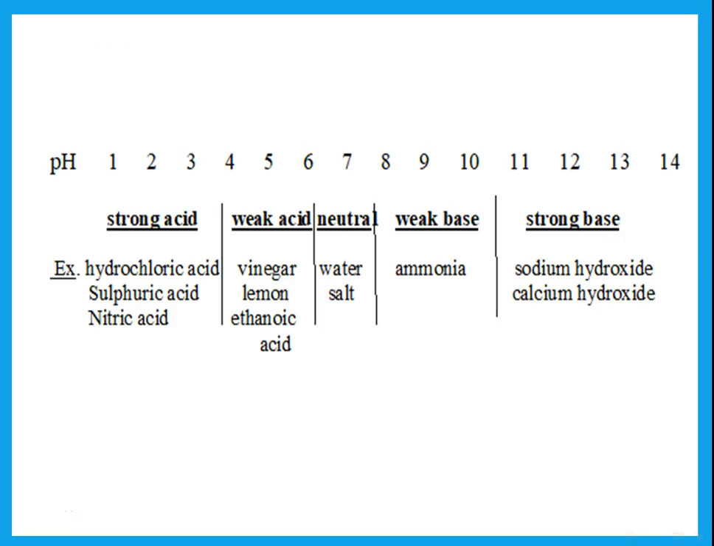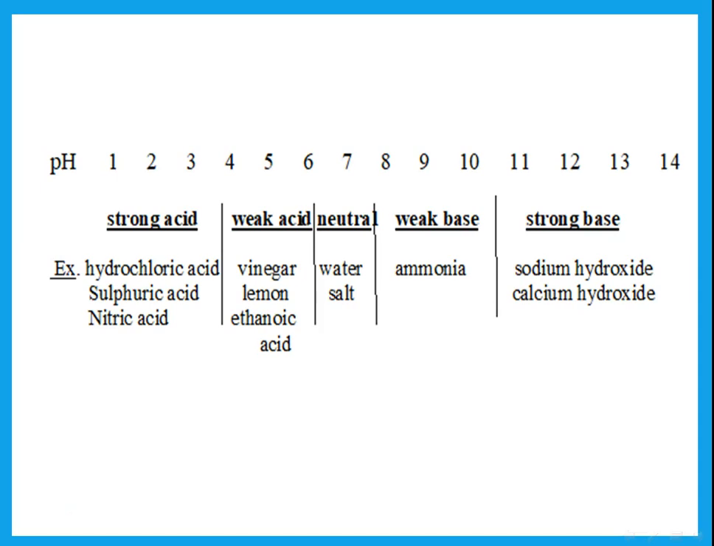Okay, what does that mean? Or how can we distinguish between these different types? Scientists have chosen a scale to give to the acids and bases in order to indicate whether an acid is strong or weak, or a base is strong or weak. Now, this pH scale are numbers from 1 to 14, and sometimes we have 0 to 14.